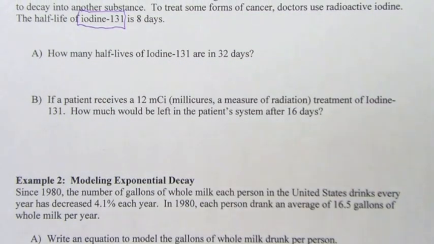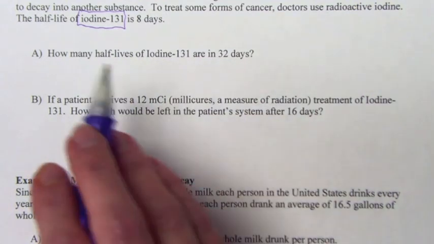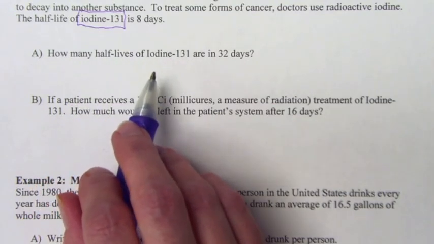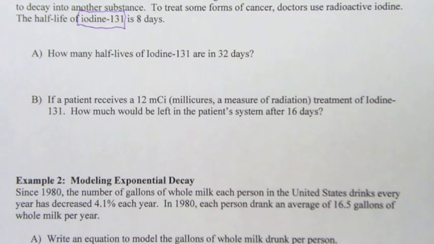All right? So we have a substance whose half-life is 8 days, and that half-life could vary depending on what kind of substance it is. This one in particular is 8 days. So if we look at this, letter A, it says how many half-lives of iodine-131 are in 32 days? So how many half-lives exist in 32 days?